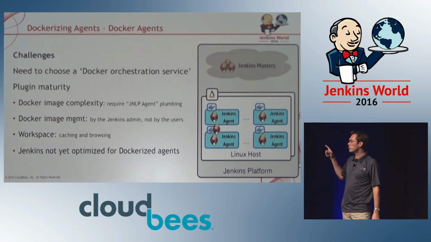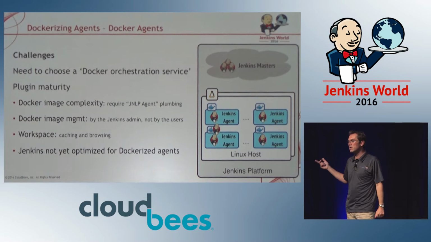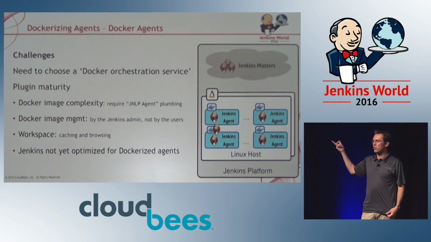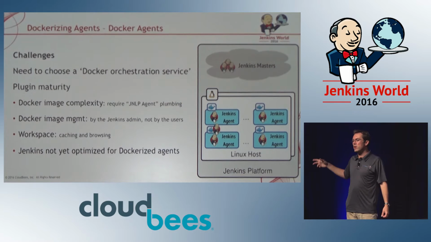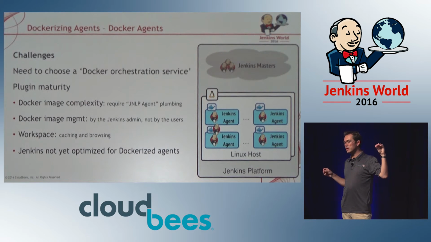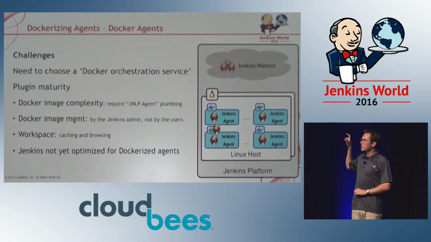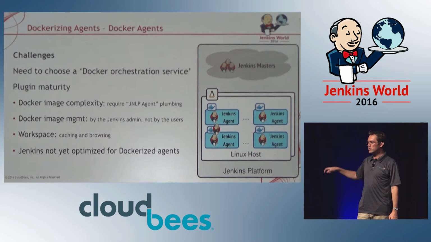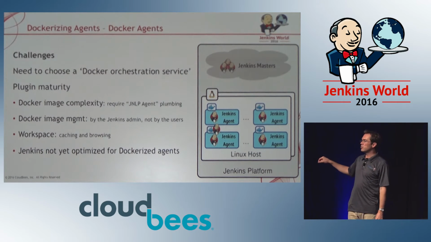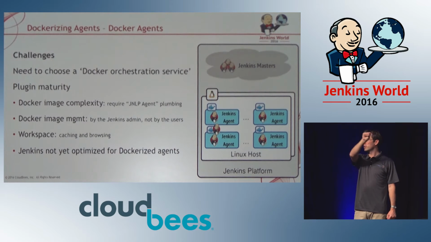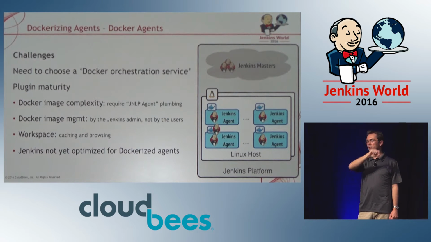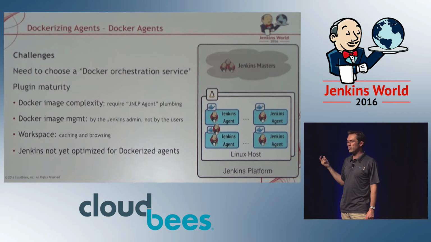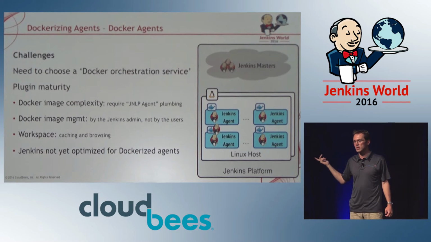But there is another approach which is called the JNLP agent, which is typically used for Windows agents, where it will not be an SSH connection initiated by the master, but it will be your agent that will start a virtual machine that will open a socket to the master. So it's the slave, the agent, who connects to the master through the JNLP protocol. It's the reason why we call it the JNLP slave.